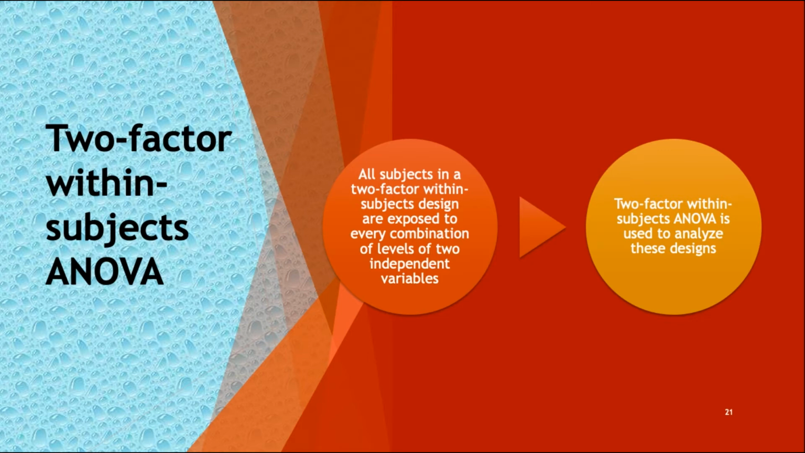As in the one-factor case, subjects are treated as a factor along with the manipulated independent variables. So the major difference between the one- and two-factor within-subject ANOVA is that you must consider the interaction between each of your independent variables and the subject factor. For example, A interacted with S and B interacted with S.